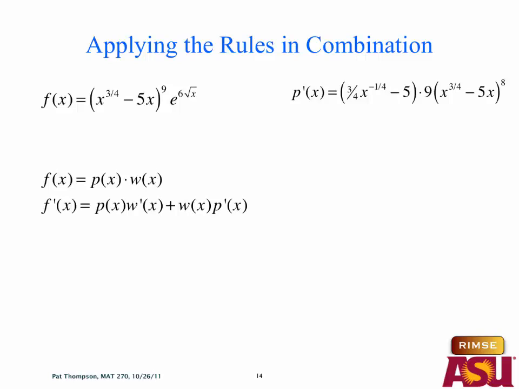Right. Yeah. Go ahead. The rate of change of negative 5x is negative 5. The rate of change of negative 5x, that's a linear function, right, with a rate of change of negative 5. Okay. Here is rate of change of W, which is an e to the something function.